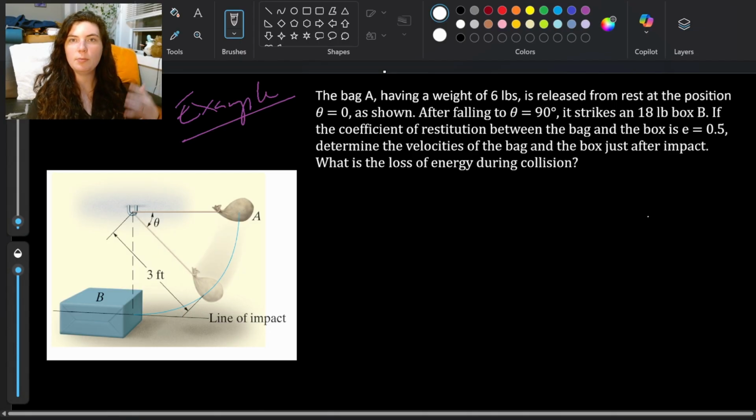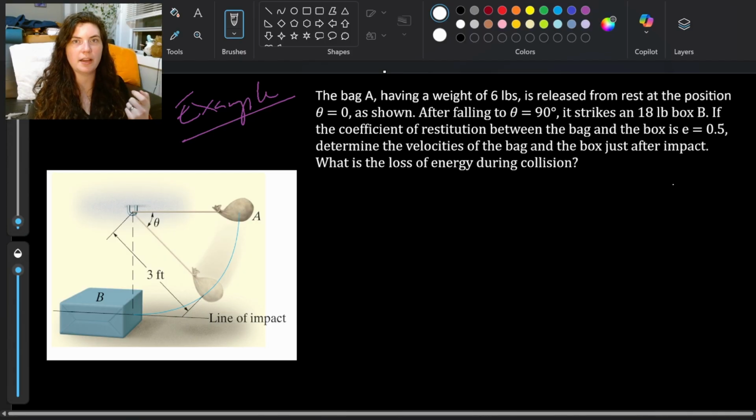All right, so let's think about the physics, everything that's happening here, as we try to figure out this impact problem. We know it's going to be an impact problem. Our image is very helpful and tells us there's a line of impact, but we know that because our bag is going to hit this box. They're going to impact each other. What we don't know is how fast that bag is going right before impact.